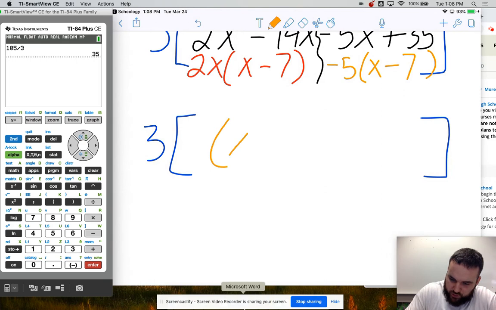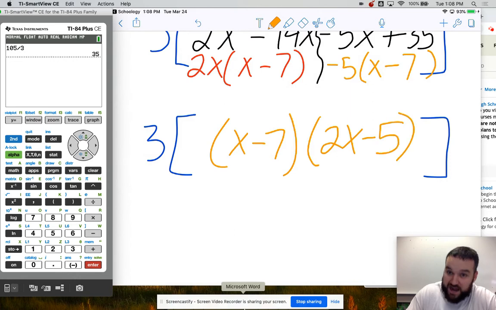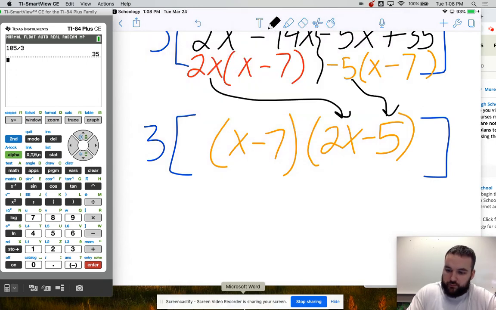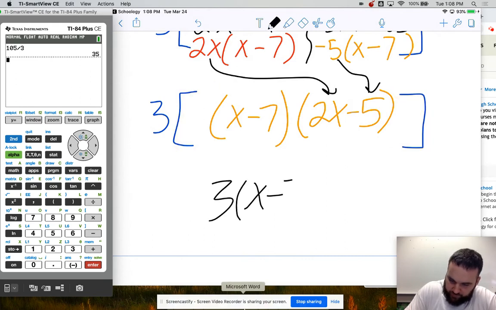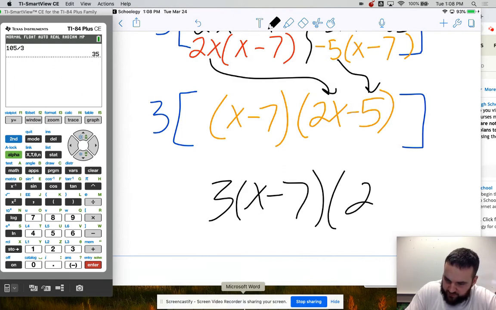So my two factors are going to be x minus 7, which is the common parentheses on both sides, and then 2x minus 5. Just a quick review: when you're doing factoring by grouping, the two GCFs will come together. Now these big brackets that I made are kind of unnecessary, so to clean this up and make it a little sleeker, I'm just going to put the GCF of 3 in front of the first factor, 2x minus 5.